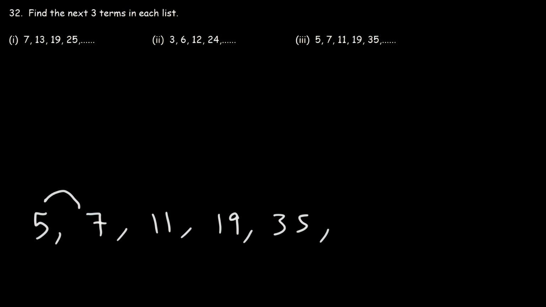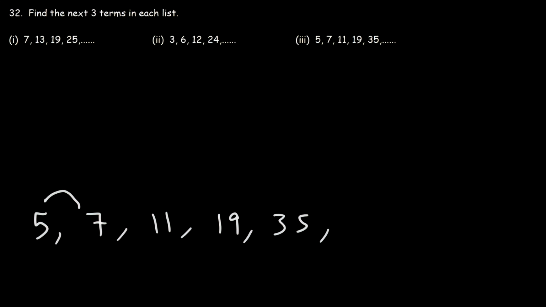Let's divide the second term by the first term. This will give us 1.4. Now, if we divide the third term, 11, by the second term, 7, this will give us 1.57. So these are not the same. It is not a geometric sequence. Let's see if it's an arithmetic sequence.